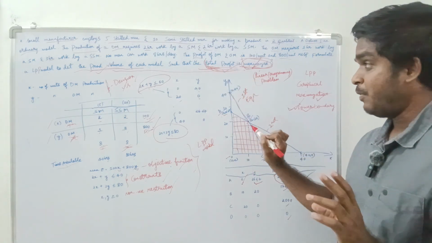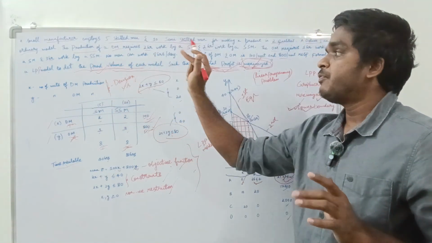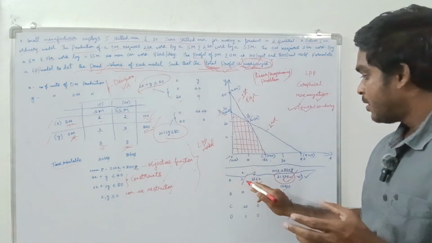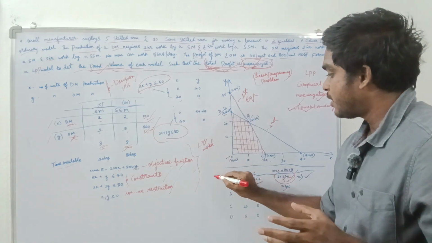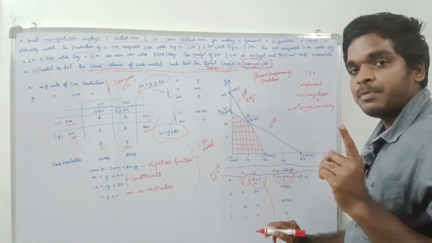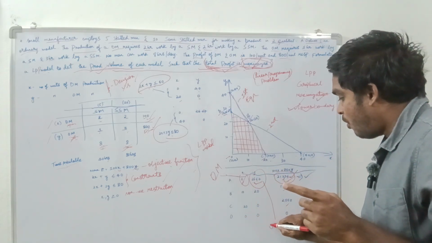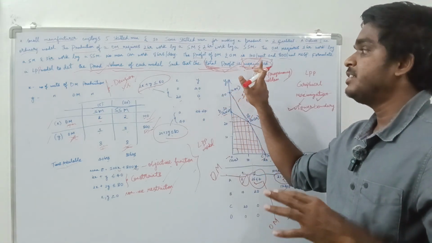This is the answer. Now the other part of the question talks about the production volume of each model, which means the manufacturer has to produce zero deluxe models and approximately 27 ordinary models, such that the total profit is maximized.